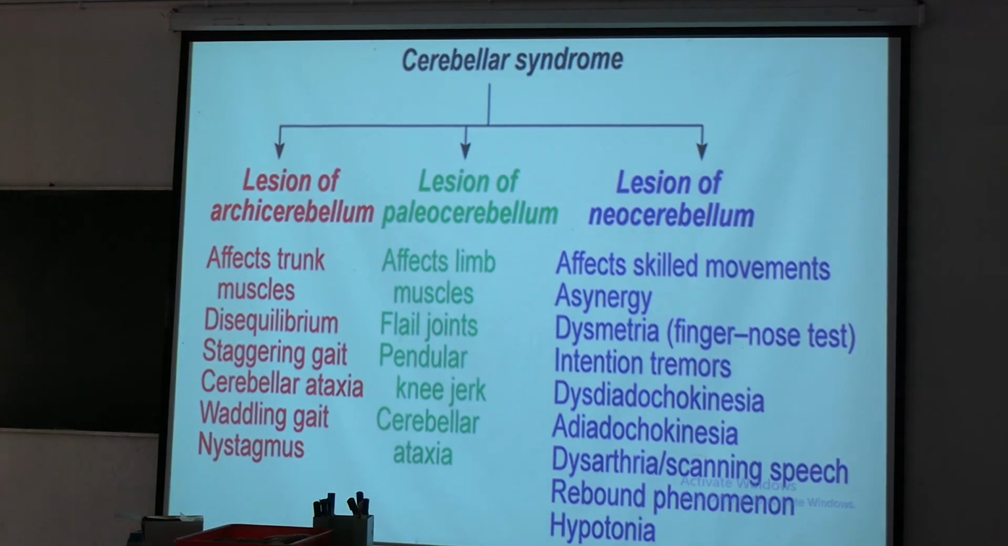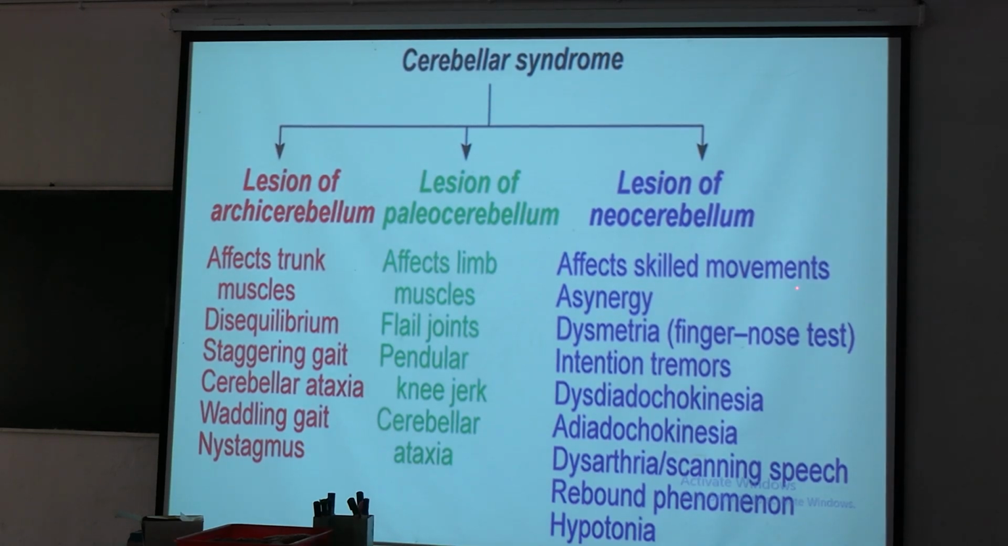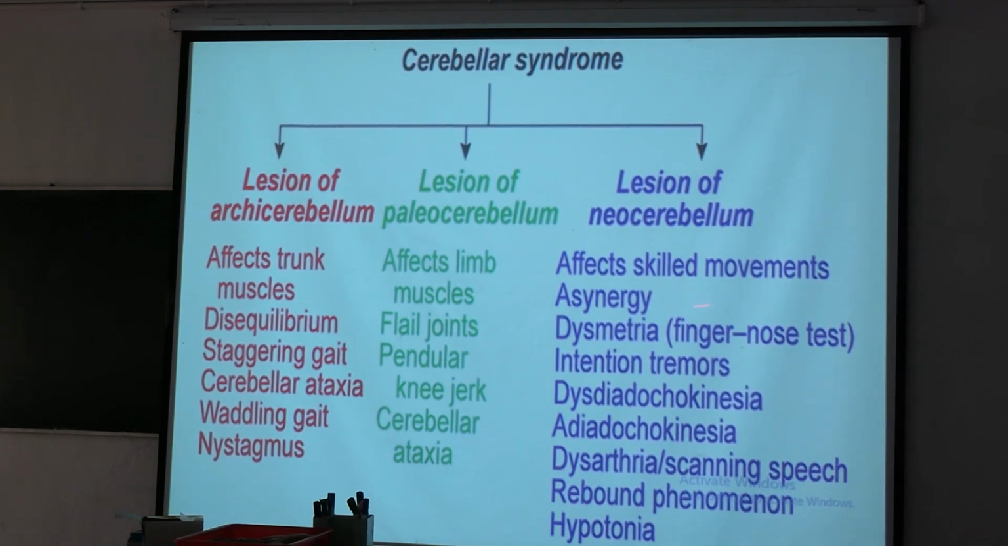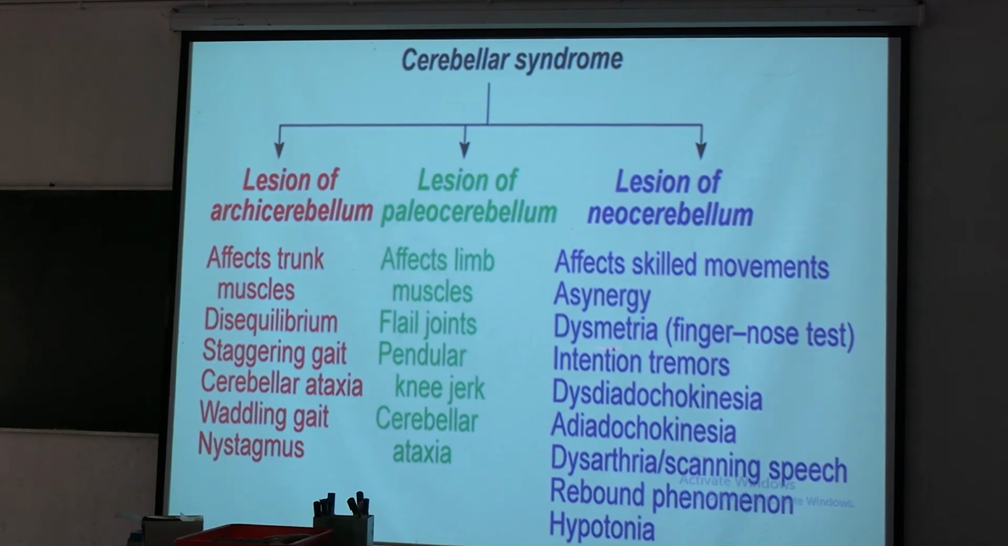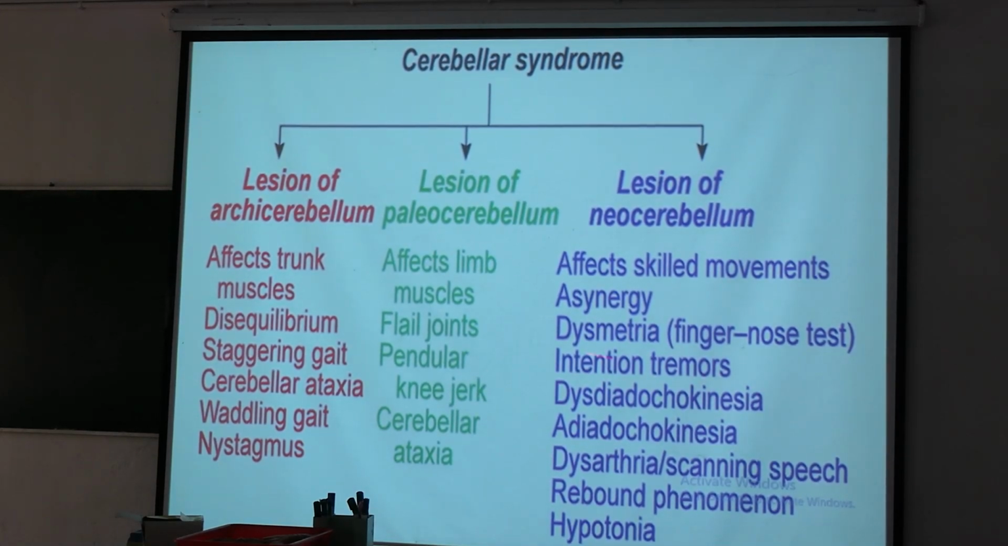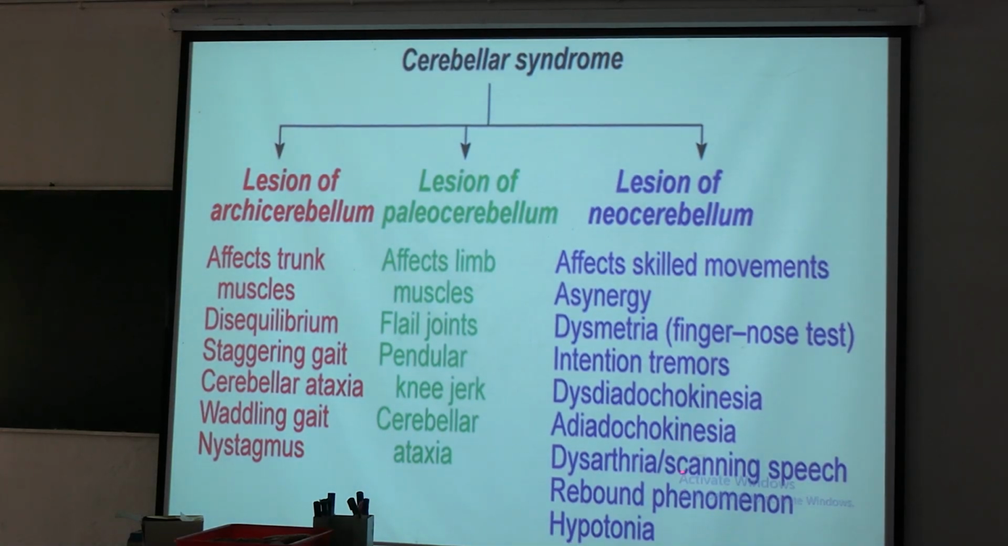So this is the summarization. Lesions of the archicerebellum affect trunk muscles: disequilibrium, staggering gait, cerebellar ataxia, waddling gait, nystagmus. Lesions of the paleocerebellum affect the limb muscles: there will be flail joint, pendular knee jerk, cerebellar ataxia. Lesions of the neocerebellum affect skilled movements: there will be asynergia, dysmetria. Dysmetria is the finger nose test. Intention tremor, dysdiadochokinesia, adiadochokinesia, dysarthria or scanning speech, rebound phenomenon, hypotonia.